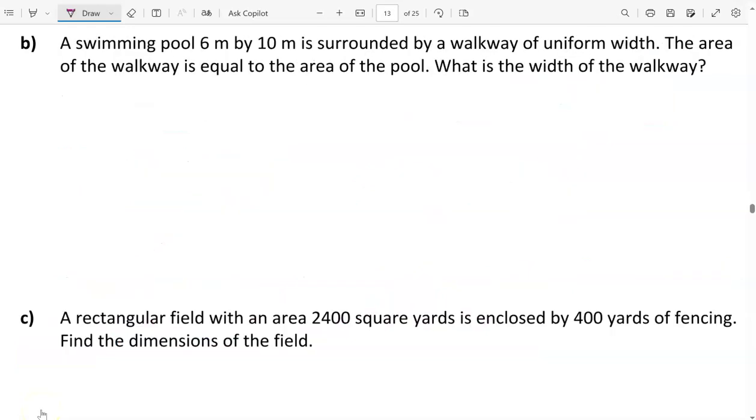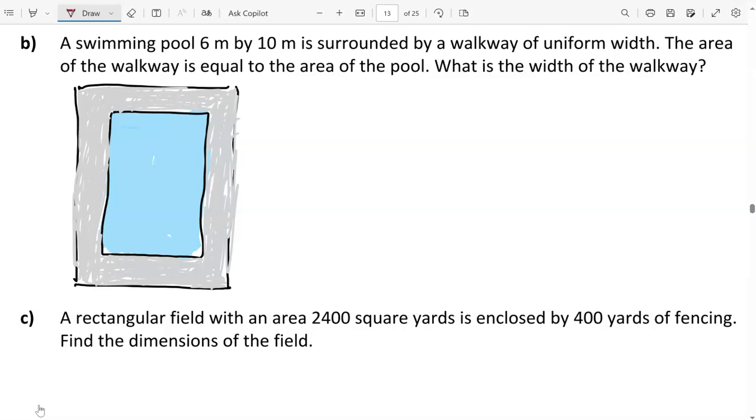In B, a swimming pool is 6 meters by 10 meters and surrounded by a walkway of uniform width. So an aerial view of the swimming pool might look like this, where we have that pool that is 6 meters by 10 meters, and the walkway is the same width, which I'm going to call x, all around. So in this case, they're telling us that the area of the walkway is equal to the area of the pool.